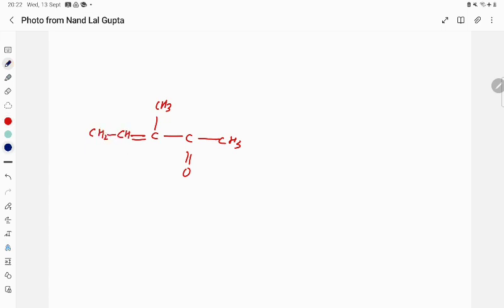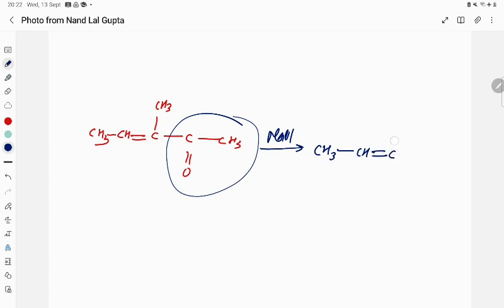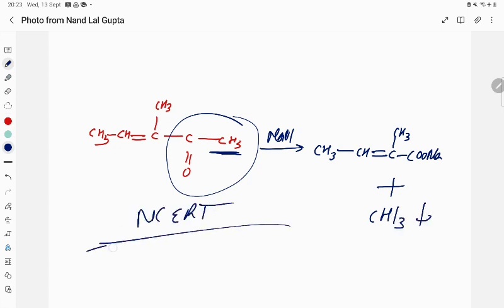Now if you see this compound, if you are treating with NaOI, this will give the product, since the methyl keto is there. But what is the problem in this reaction? The double bond does not change; it does not affect the double bond. So CH3 CH double bond C, here is CH3, and this compound gives C double O N A, and this CH3 group will be converted to CHI3. So this is the NCERT problem.